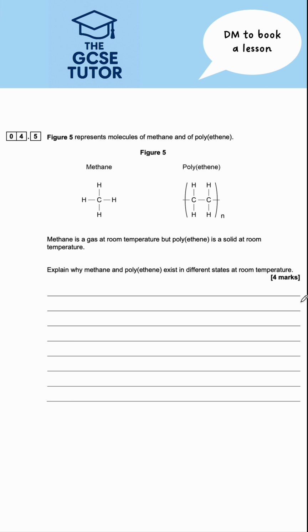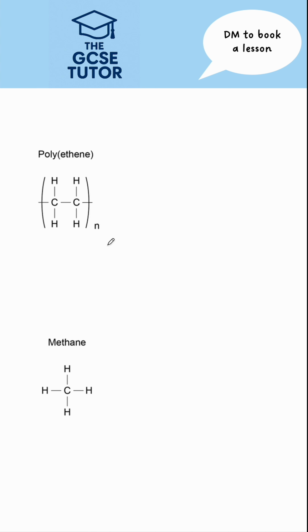Now the first thing we need to understand to answer this question is the difference in structure between methane and polyethylene. Well, polyethylene, if we have a look, has this N. This means that this whole molecule here is repeated N number of times. Remember that a poly in front of a molecule means that this is a long chain of this single monomer. So poly comes from polymer. So this just means that this is a polymer of the monomer ethene. It's a long chain of repetition of ethene.